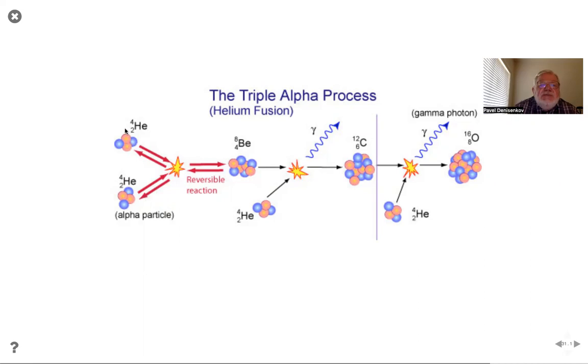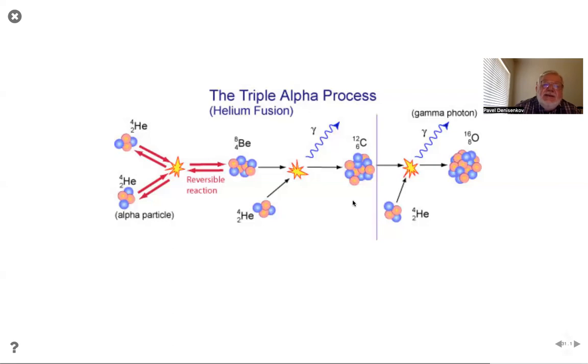So first, fusion of 2 alpha particles makes 1 beryllium-8 nucleus, which is unstable with a very short lifetime, so it decays back into 2 alpha particles. And during its short lifetime, if a third alpha particle approaches the beryllium-8, then this makes carbon-12. Okay.